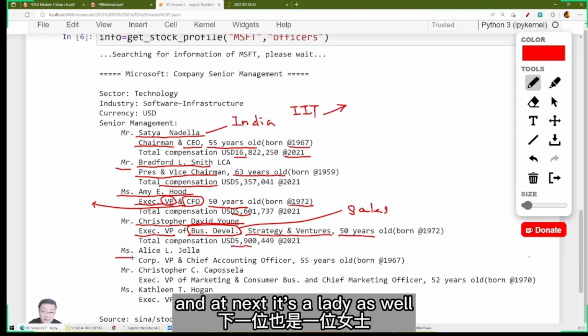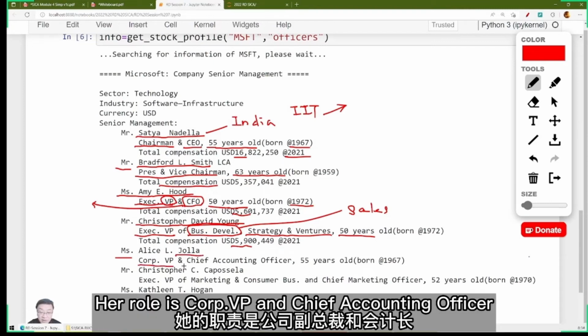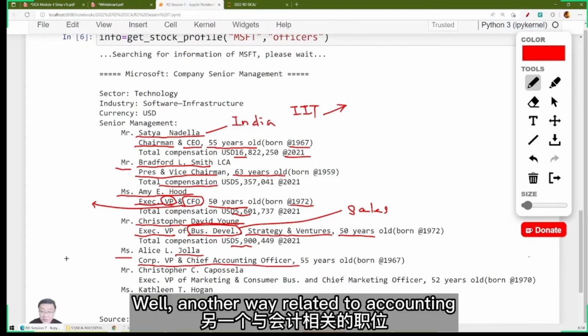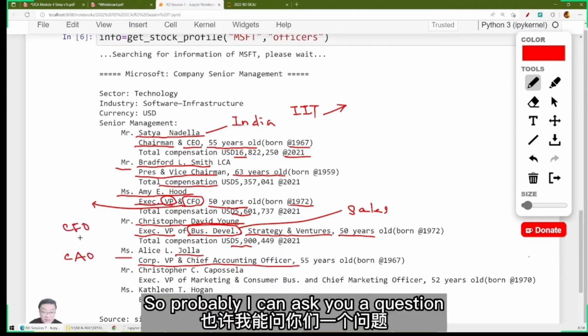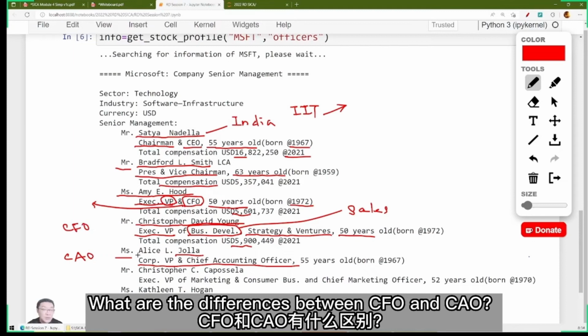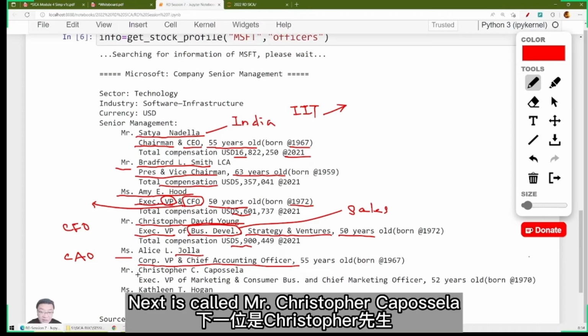And then next is a lady as well, Mrs. Alice Jola. Her role is Corporate VP and Chief Accounting Officer. Wow. Another role related to accounting is called CAO, besides CFO. So probably I can ask you a question. What are the differences between CFO and CAO? Think about that.